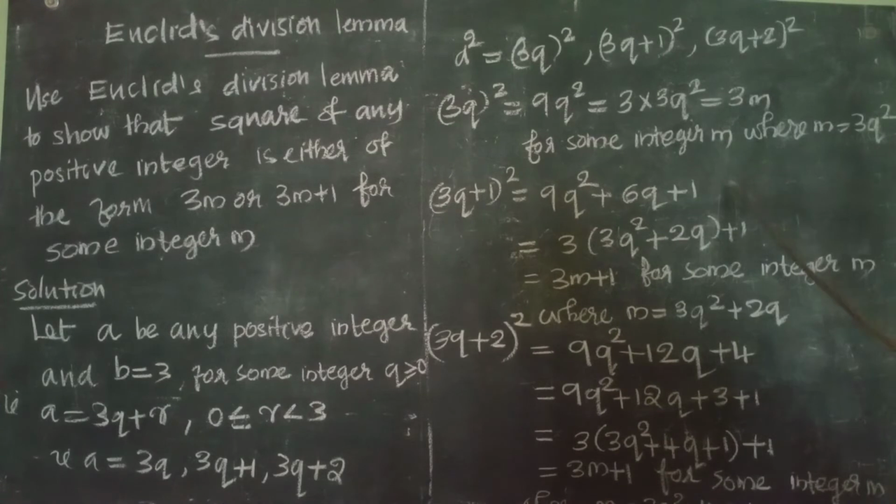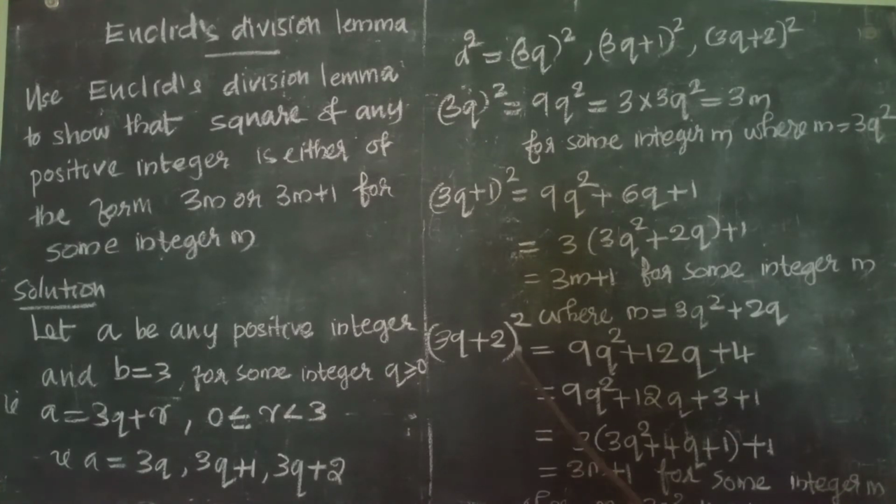So leave that plus 1. From the remaining 2 you take 3 outside. 3 into 3q square plus 2q plus 1. So this 3q square plus 2q we can replace as m. So we get that is equal to 3m plus 1 for some integer m where m equal to 3q square plus 2q. Next 3q plus 2 whole square.